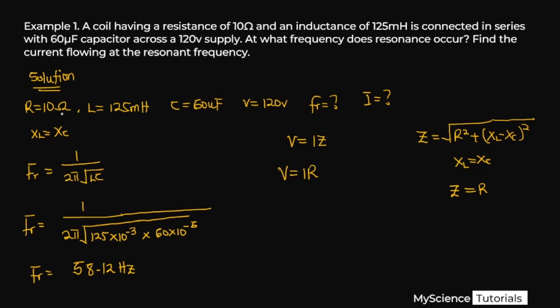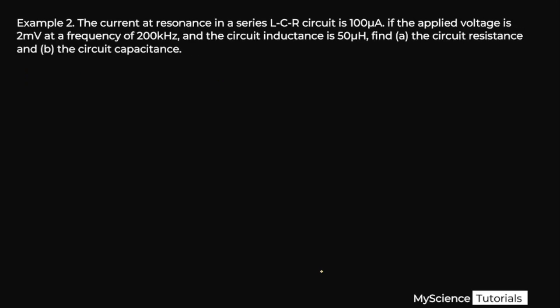Now we're told that the resistance in this particular circuit is 10 ohms, and we're given the voltage to be 120 volts. So we have 120 is equal to our current I multiplied by the resistance, which is 10. If we divide both sides by 10 and cancel that out, we have our current equal to 120 on 10, which gives us 12 amperes as our current. Alright, so let's have a look at the second example.